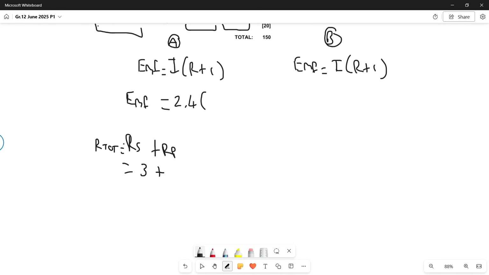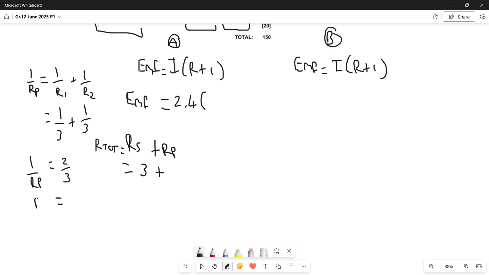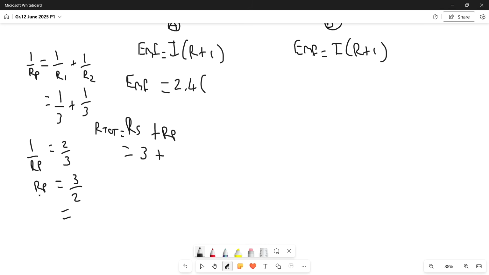So that means over here we have 1/RP = 1/R1 + 1/R2, and both of those resistors were 3 ohms each. So when we add them up, we have 2/3, but that is 1/RP, which means we just have to flip both sides, so we have 3/2 for our resistance in parallel, which adds up to 1.5 ohms.